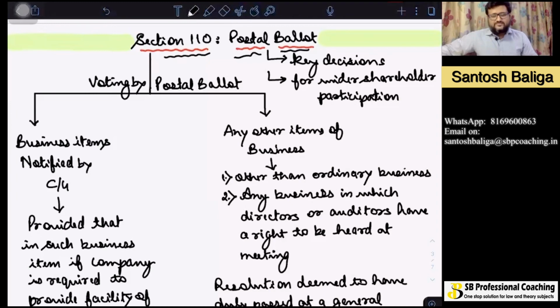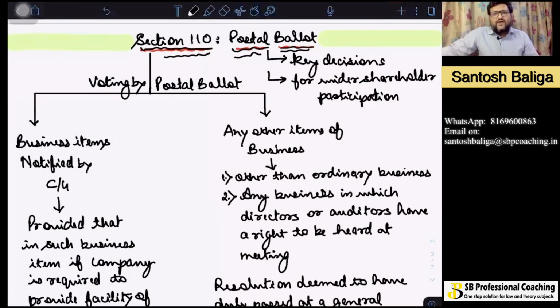Today, in this particular lecture of company law, we will be continuing with our topic of voting. The focus point today will be on section 110, which speaks about postal ballot.